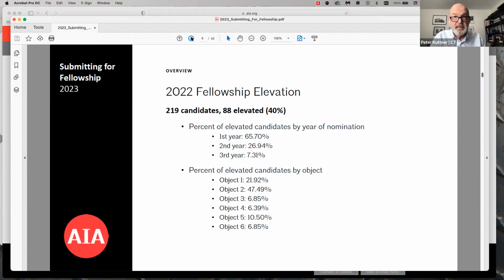The other is the object, and we'll come back to the object since no one knows what they are, but design is object 1, and that's about 20% of it. The single biggest object is practice. That's practice management and practice technology. And so that's almost half the fellowships come through the practice. There's a small percentage from those who contribute to the Institute, and then there are several other objects, which we'll come back to in detail.